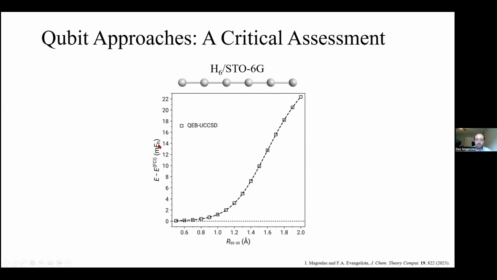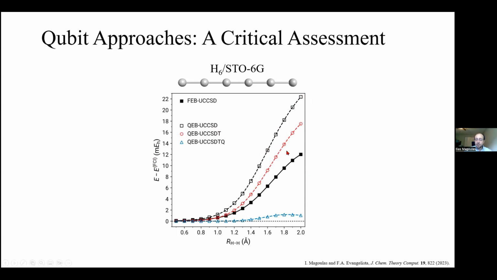So here we have the errors with respect to full CI. And this is how the qubit UCCSD method behaves. By including triples, we have an improvement. And by going to quadruples, there is a major improvement. So the good news is that if you use qubit approaches, they will still converge to the correct full CI limit. The problem is that this convergence will be much slower than when using fermions.